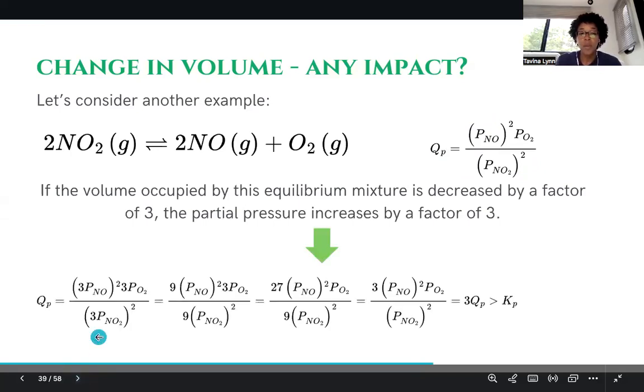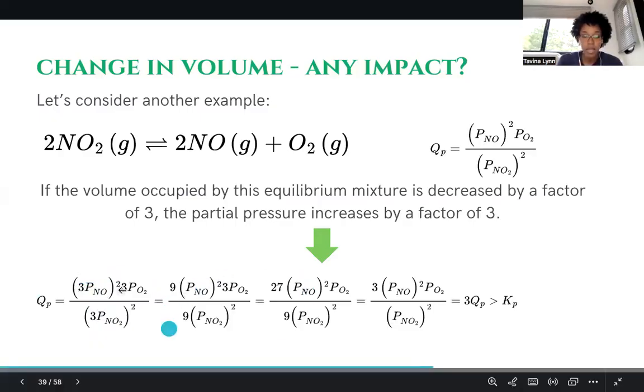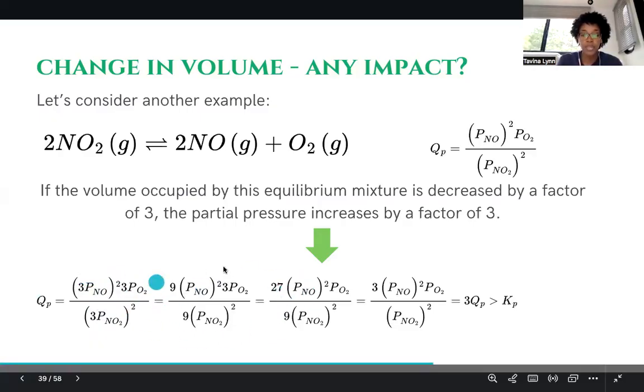So it turns out, when we do the math, we multiply each product and each reactant by 3, so we end up with, and you can go through in detail with the math, but we end up with basically 3 times Q sub P at equilibrium. 3 times Q sub P. And actually, let's go through the math. Let's go through the math together.